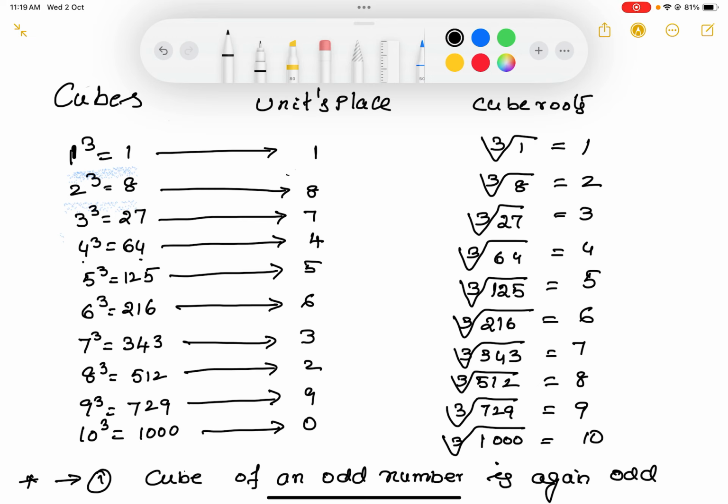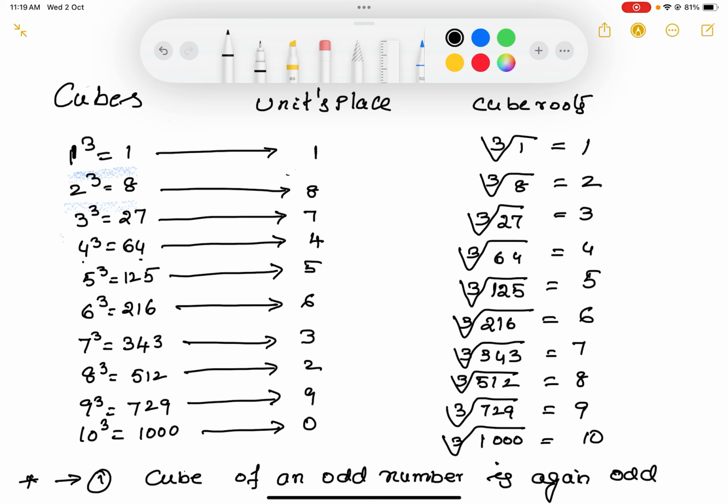Today, in today's lecture, I am going to explain to you about cubes and cube roots, which is in the 8th class NCERT textbook, 7th chapter. So, cubes and cube roots. To understand this chapter and to do the problems a little more quickly, you have to first memorize these cubes and cube roots, at least for the first 10 numbers.